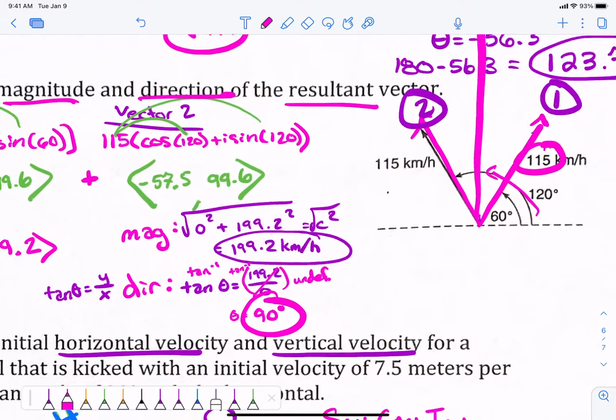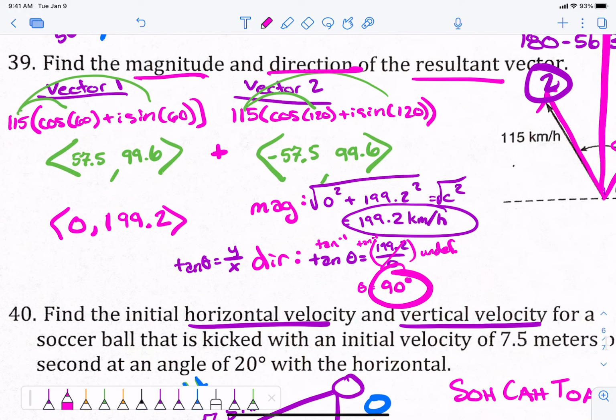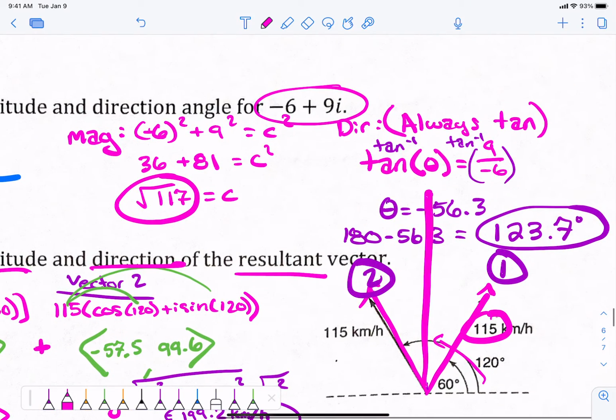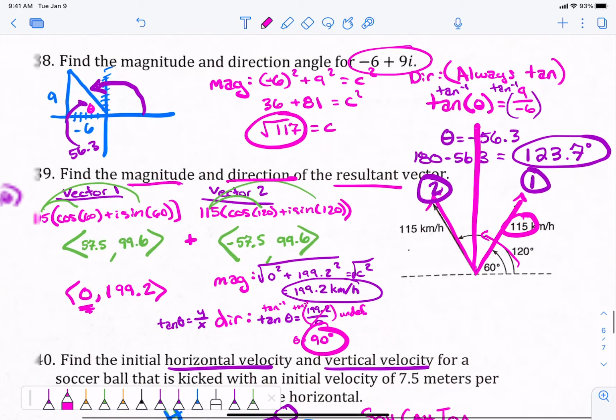Now, that one was a little weird just because that 0 was there, but it would be the same thing. You would do the inverse tangent if you had a number here instead of 0, right? You would treat it exactly like what we did up here, magnitude, direction. Okay, so putting those two vectors in polar form first will help, putting them in component form, adding them together, then doing the magnitude and direction. So it's just a few more steps.